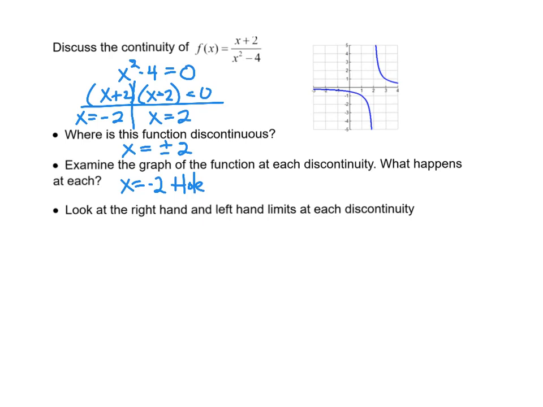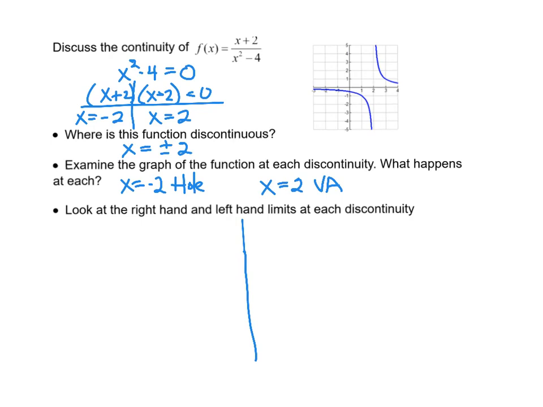It's easy to see the other spot at x equals positive 2. I see that I have a vertical asymptote. So at each of the discontinuities, I've got two different situations. I've got a hole in the graph at negative 2, and I've got a vertical asymptote at positive 2. Now let's just discuss the left-hand and right-hand limits at each of those spots. I'm going to kind of draw a line down the middle here and go ahead and look at each of them.